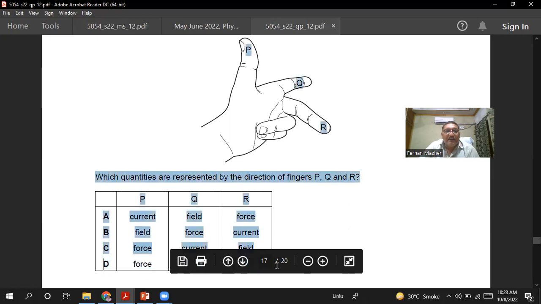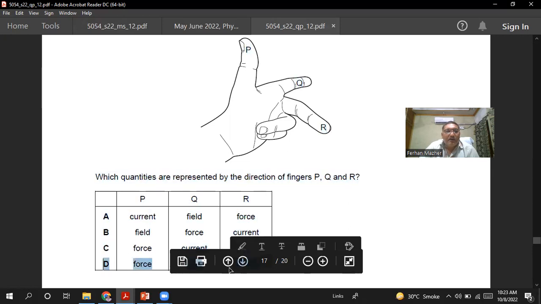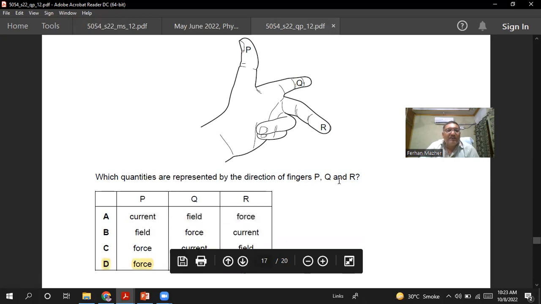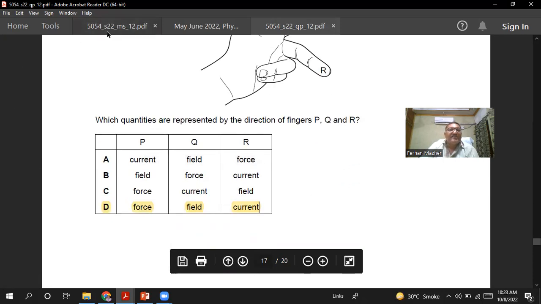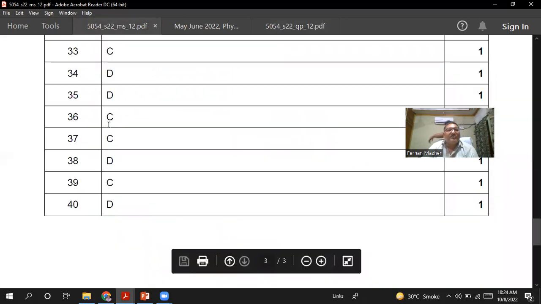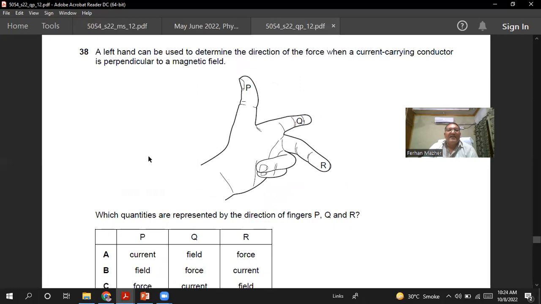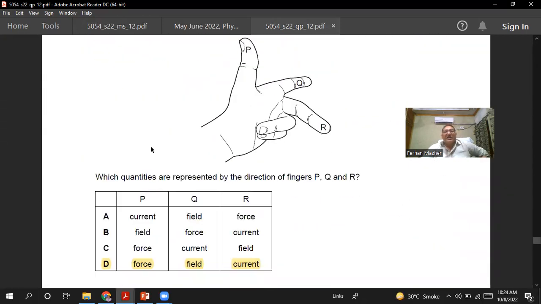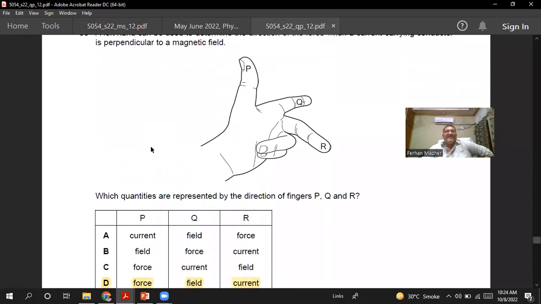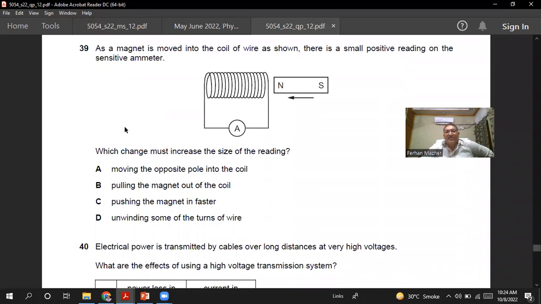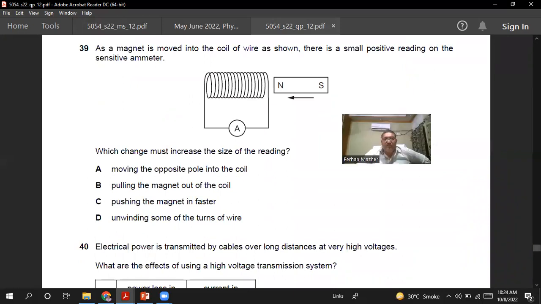So D looks the best option to me. And let's check. This is question number 38. D looks the best option. Yes, the D is the best option available. Okay, so that was the question. I hope you understand. Question number 38, D is the right option. Okay, so we are going to the next question. The next question is question number 39.